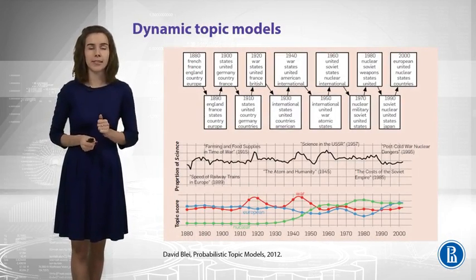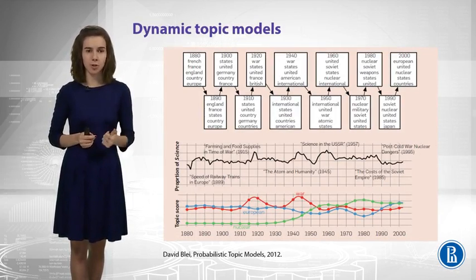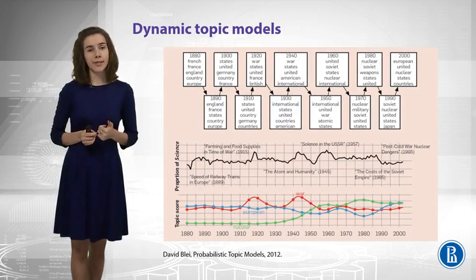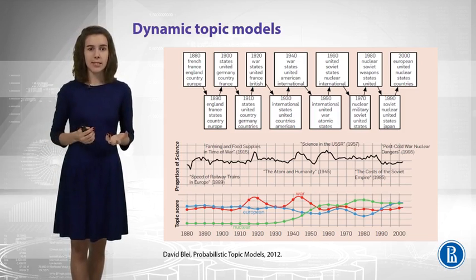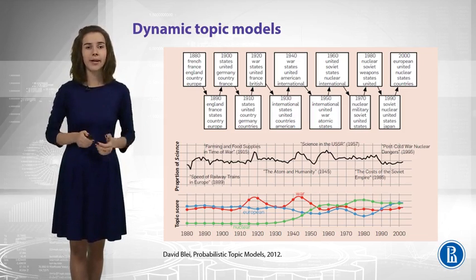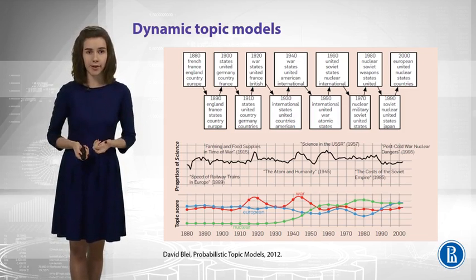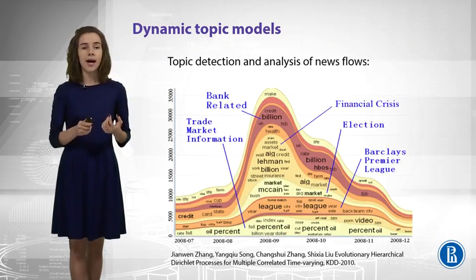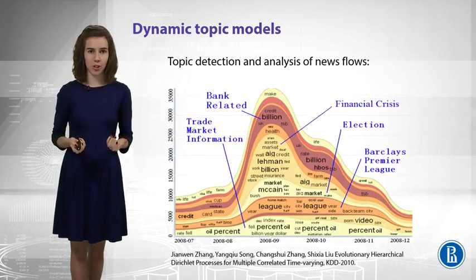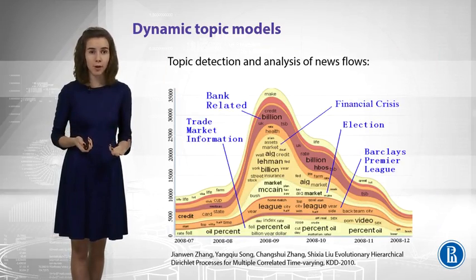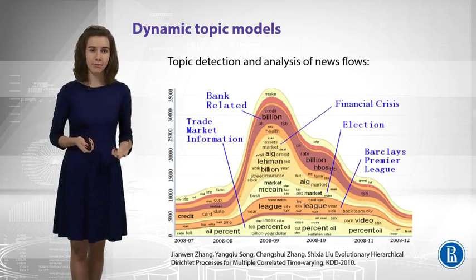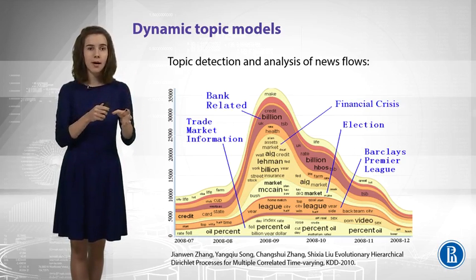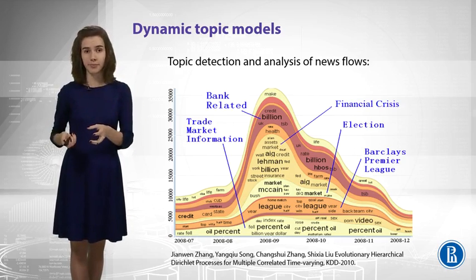Now, another important extension of topic models is dynamic topic models. So these are models that say that topics can evolve over time. So you have some keywords for the topic in one year and they change for the other year. Or you can see how the probability of the topics changes. For example, you have some news flow and you know that some topic about bank-related stuff is super popular in this month, but not that popular later.